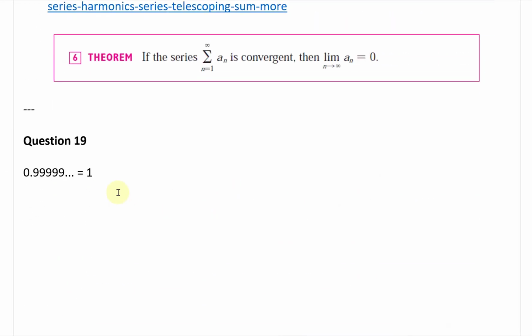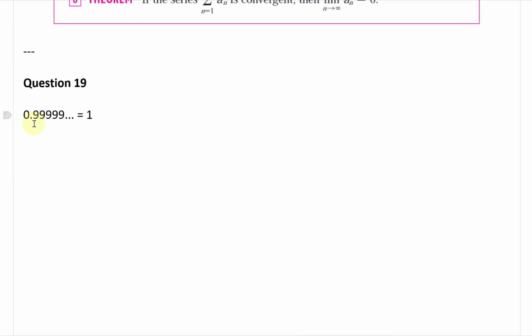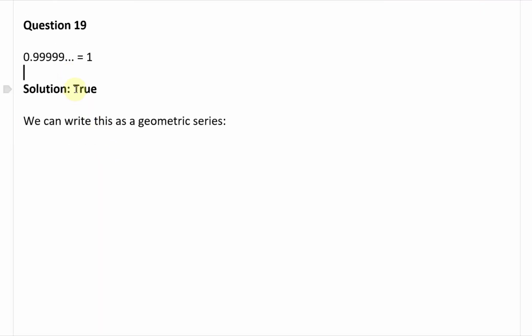All right, now let's take a look at question 19. This one states 0.999999, etc. equals 1. So if we view numbers as infinite series, then this is in fact true, as we'll show. All right, so let's look at the solution. So the solution is it's true.